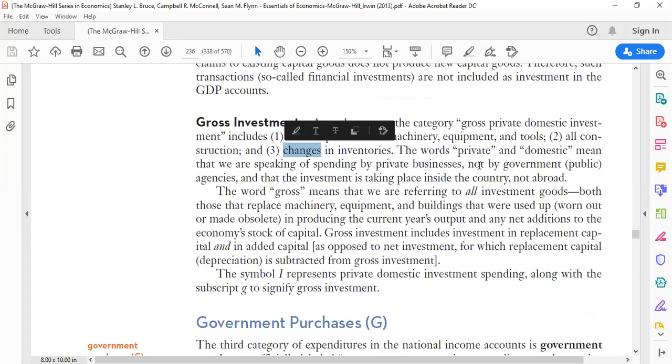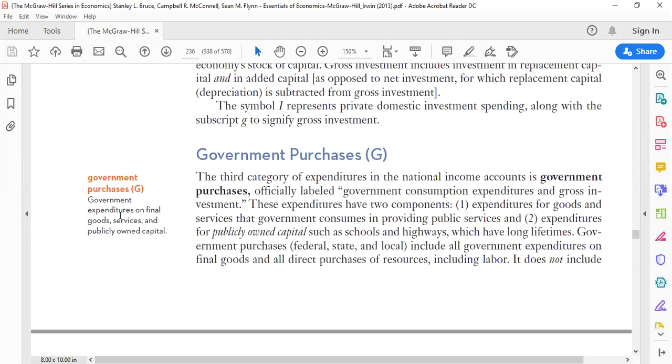Total of it. The words private and domestic mean that we are speaking of spending by private businesses, not government. This is all the investment which is done by the private people, with no inclusion of government. And the investment is taking place inside the country, not abroad. That is why we are saying it is domestic and private.